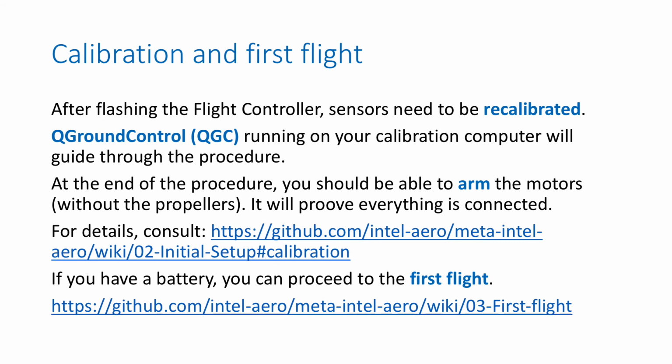After you flash everything, and specifically the flight controller, you will need to recalibrate the flight controller. To do that, you will use software called QGroundControl running on your computer or tablet, a third-party computer. At the end of the calibration procedure, you should be able to arm the motors. Without the propellers, we are just trying to arm them to spin the motors, and it will prove that everything is connected correctly. For details about this calibration procedure, please refer to the initial setup page. The next step would be to have a first flight, if you have a battery and if you can fly safely around you.